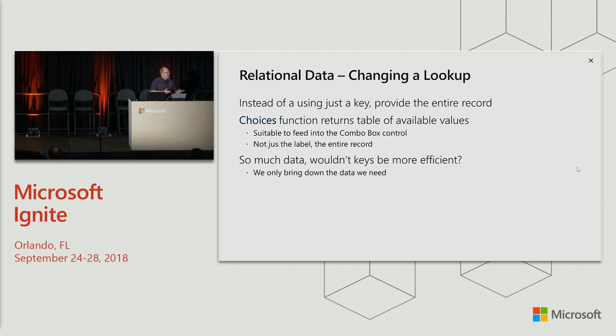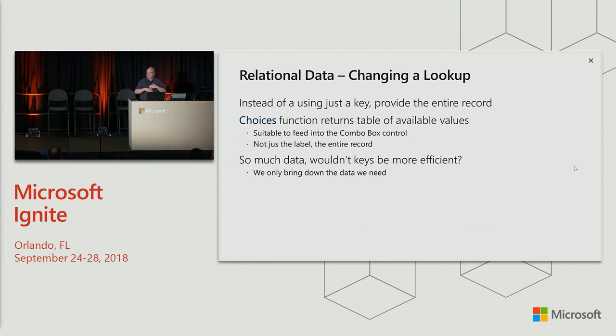Since we're moving away from keys, or rather making keys optional, how do you change things? How do you say, I want this new value to come in for a lookup? The way you do it is you assign the entire record in place. And we have functions like Choices, which provides a table of the available choices for a lookup field.